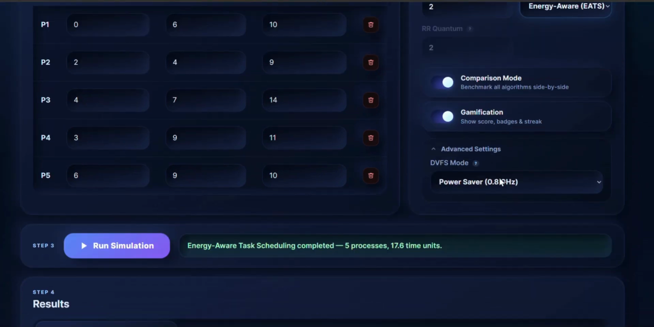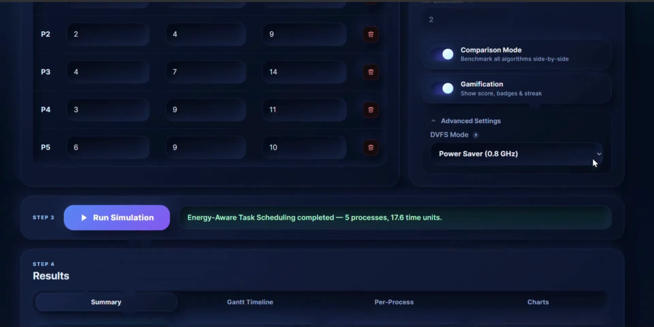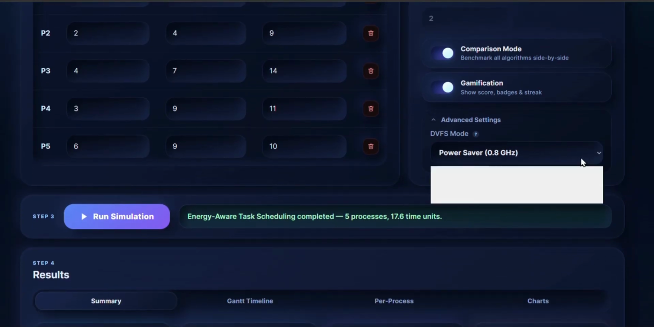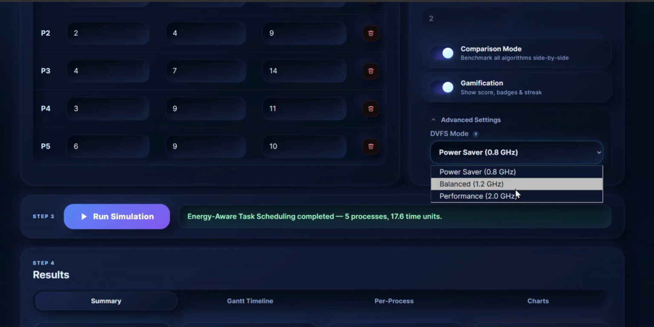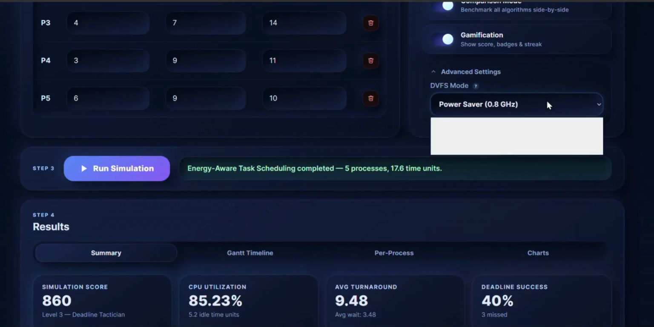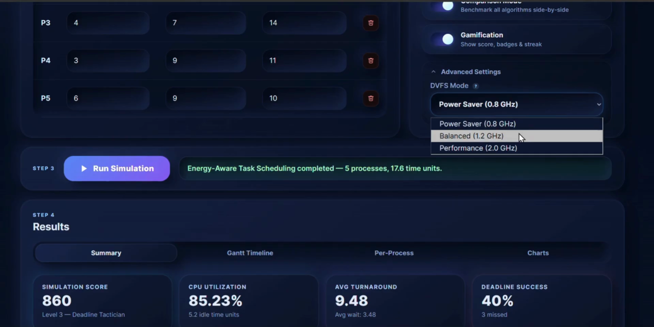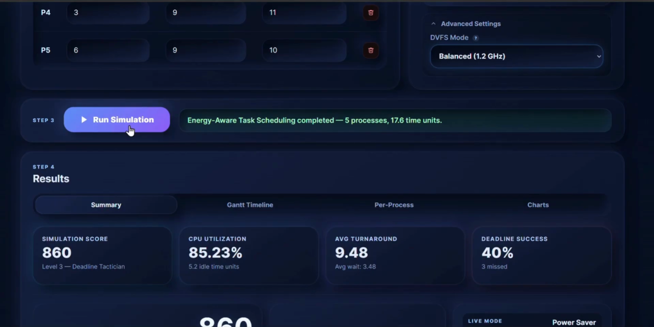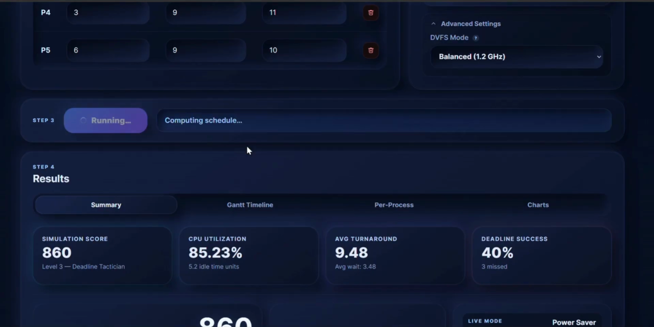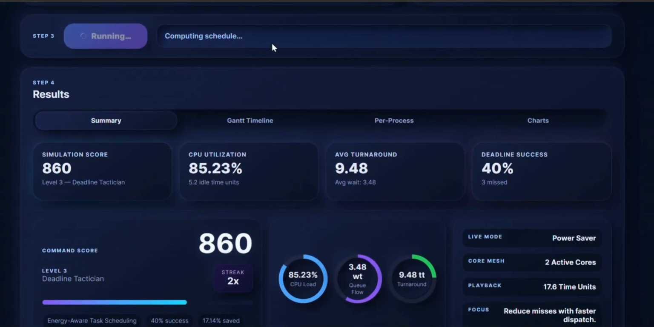And next we have DVFS mode, which is a key part of this project. This adjusts CPU frequency to control energy consumption. Here we have power saver, which decreases the frequency to save energy but is slower, and balanced and performance. These are the three modes. Let me select the balanced one, and then after configuring the settings, we click the run simulation button, and now it's computing.